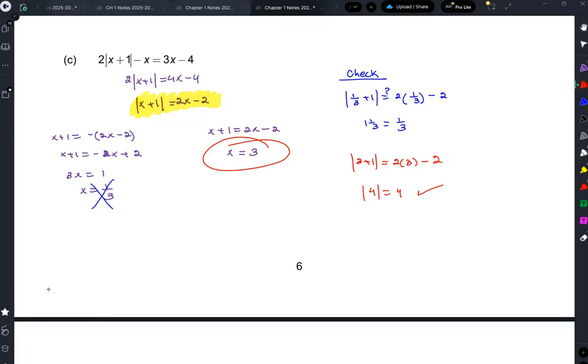Right, so then Monday is your quiz on everything we've done so far. 1.1, 2, 3, and 4.